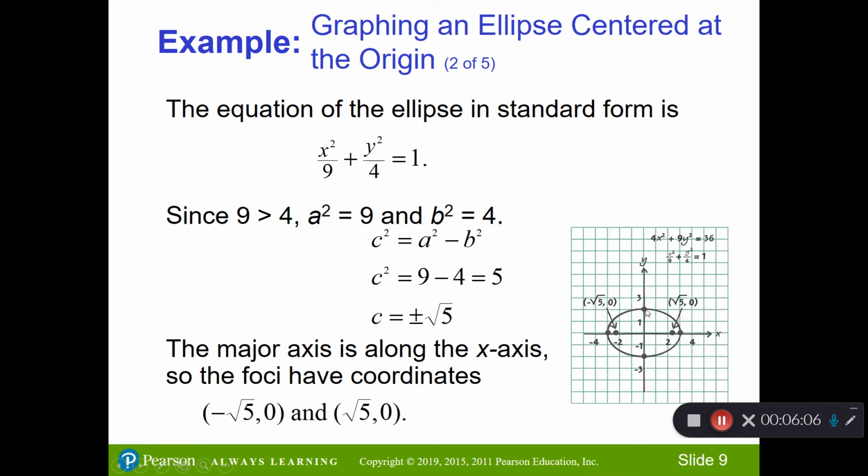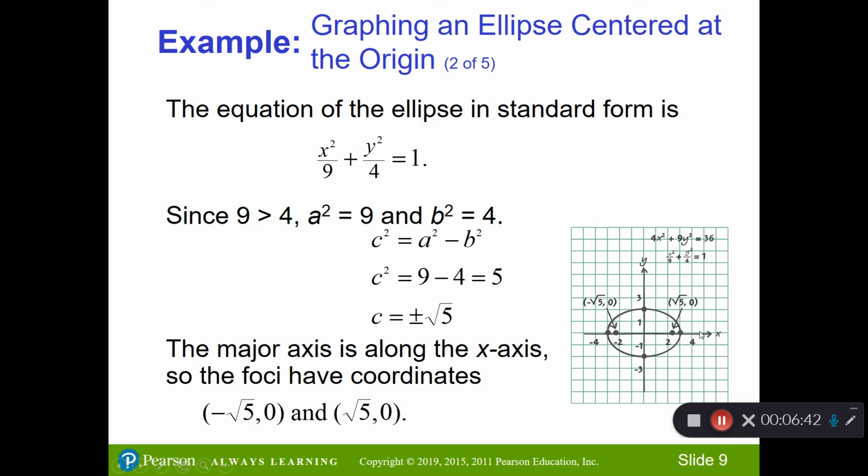So now I can plot the center at 0, 0, go up and down 3 from the center, left and right 2 to get the, sorry, I went the wrong way. Sorry, up and down 2, left and right 3, and then the square root of 5 is my distance here. So square root of 5 is a little bit more than 2, because 2 would be square root of 4. Okay, so my graph looks something like this.